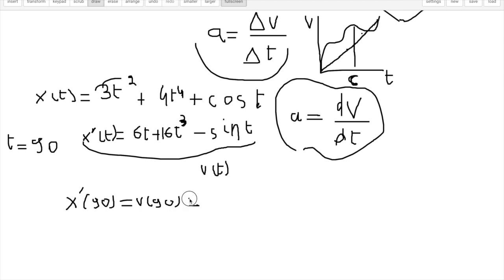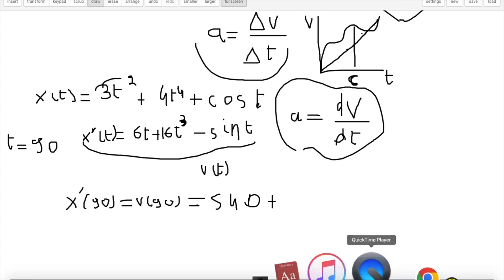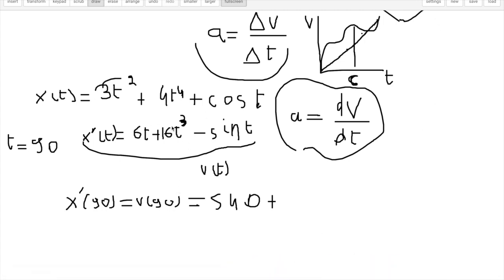is equal to, well, we would have to do 6 times 90, which, let's see, 6 times 9 is 54, so we add 0, that would be 540. 540 plus 16t cubed. Okay, this is a very long multiplication, so honestly I'm just going to change this to, let's say, 2 to simplify this.